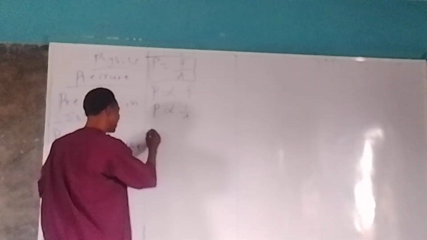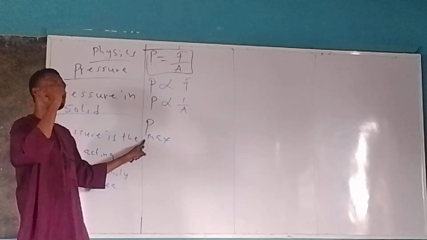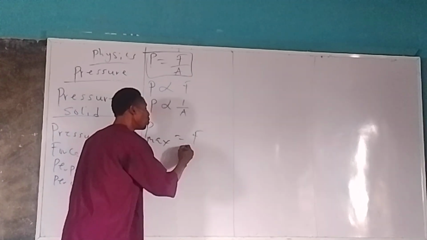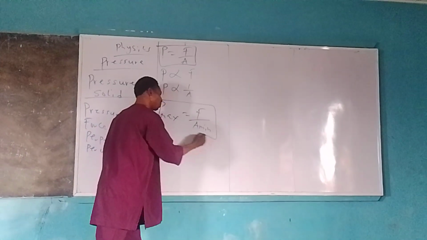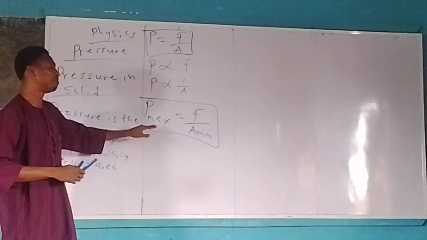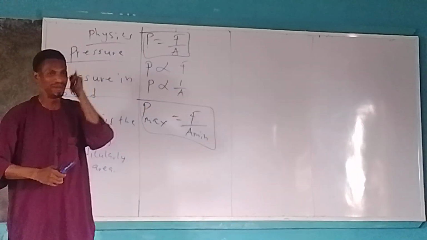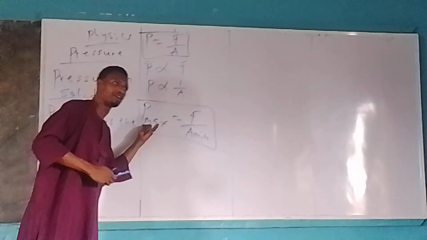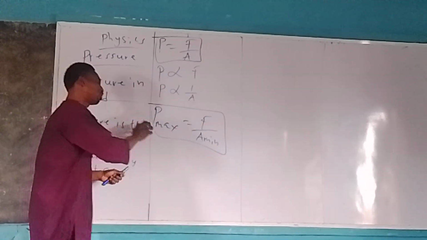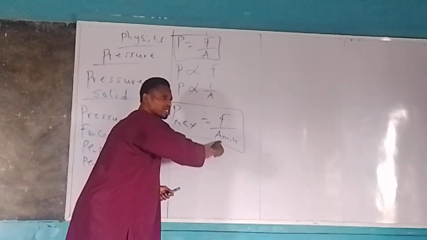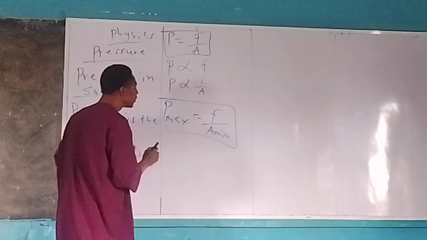Let's take it this way. Let me call this one P max. Pressure becomes maximum when your area is minimum. What can give us maximum pressure? It is when the area is minimum or least. You have more pressure when the area is minimum or small.